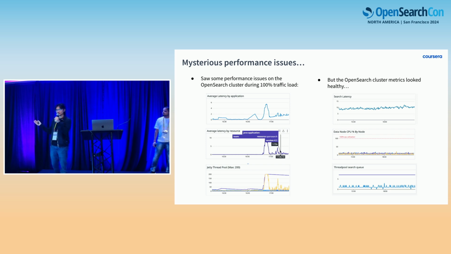We did come across a mysterious performance issue. When we were rolling out to 100% traffic, we saw that our OpenSearch calls from our application to the cluster were getting highly latent, on the order of seconds, which is not ideal for a search application. But the cluster metrics looked totally healthy. You can see our search latency graph is completely flat. CPU and memory utilization was totally fine. Even the thread pool search queue, which we thought was the culprit, was healthy as well.